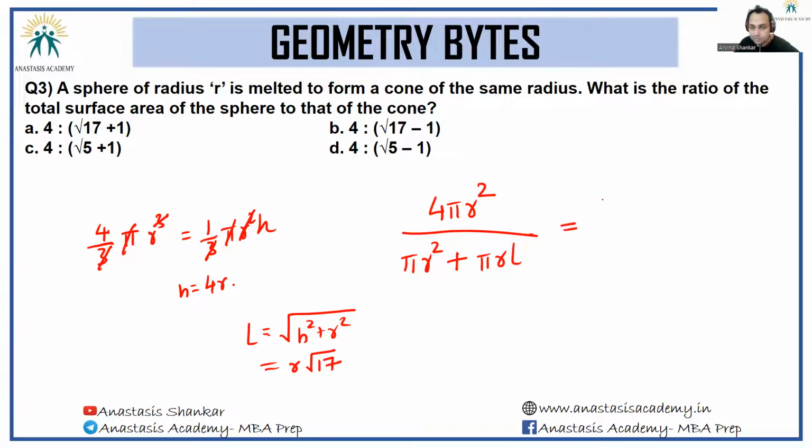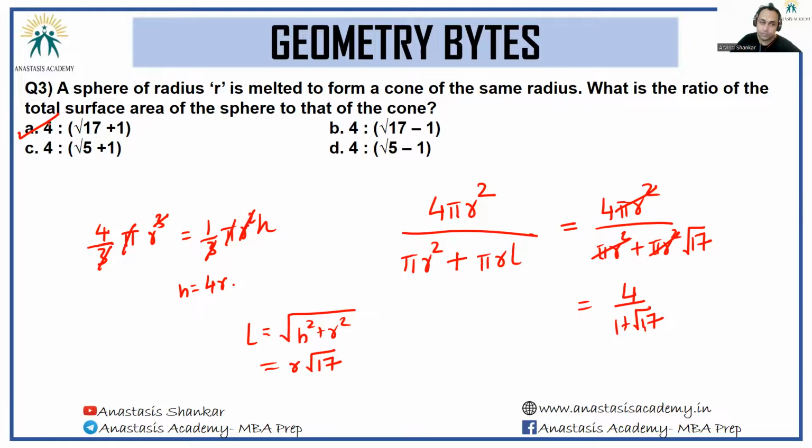So this expression will turn to 4 pi r square by pi r square plus pi r square root 17. Pi r squares will get cancelled from every place. We are left with 4 by 1 plus root 17, and that is option A. So that will be the answer.